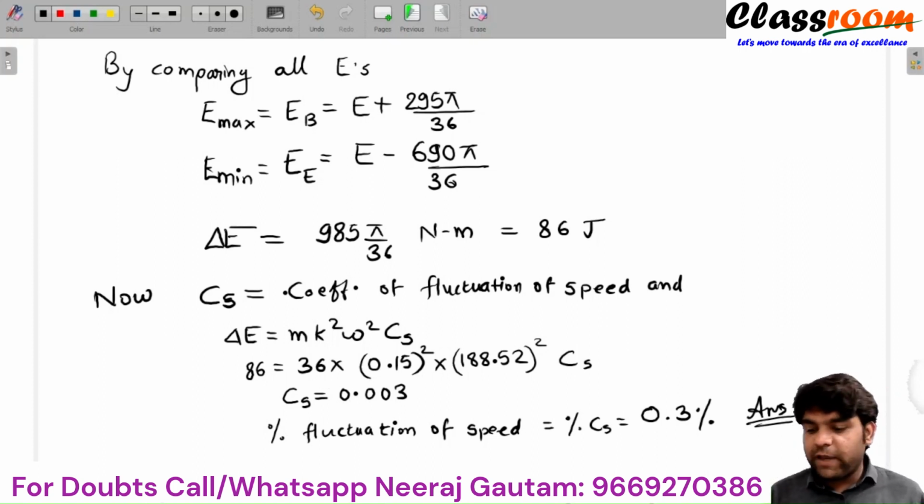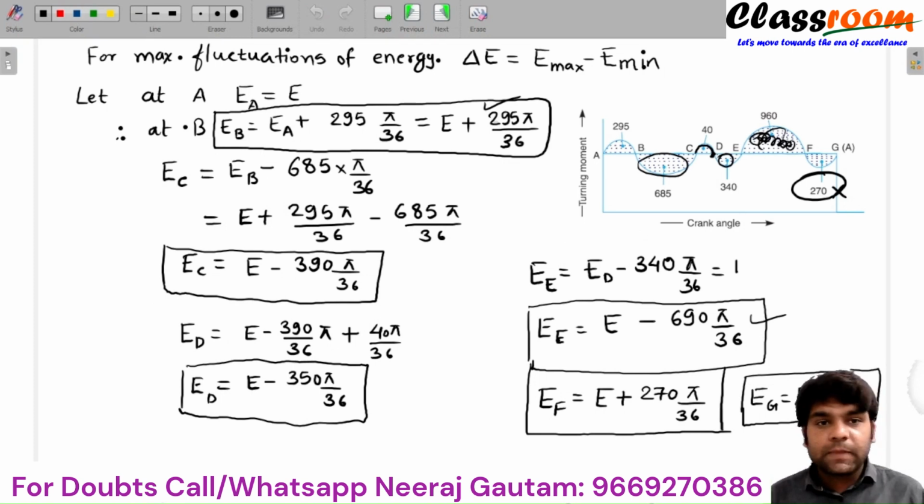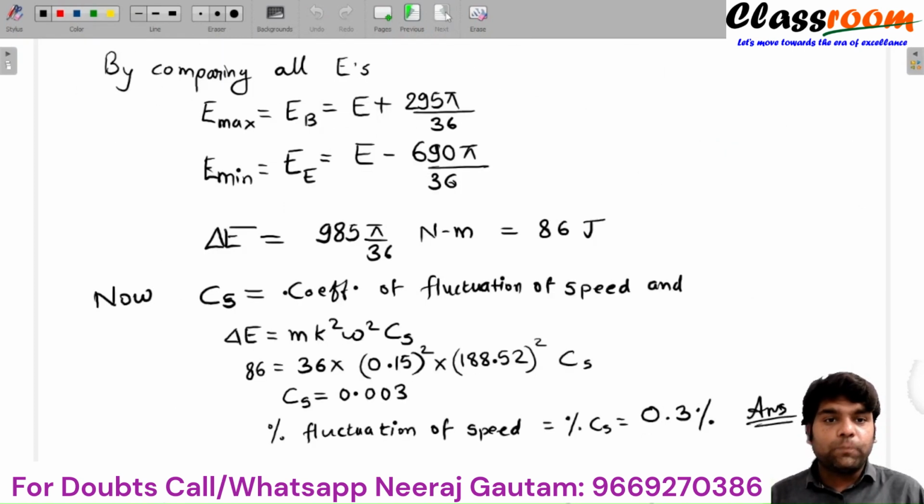So in this way we have to solve the problems based on the turning moment diagram. We have to determine the maximum energy and the point at which it occurs, and the point at which the minimum energy occurs, by calculations of the energy like this, and hope you can solve the problems based on the turning moment diagrams given in this manner.